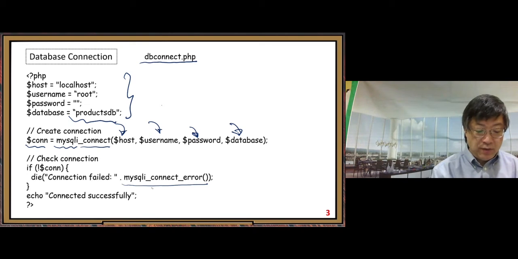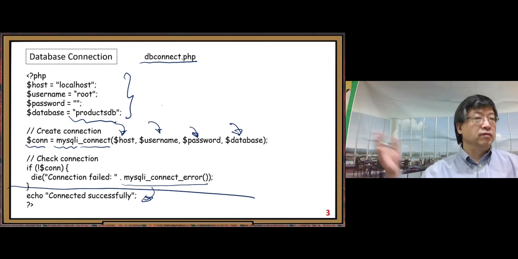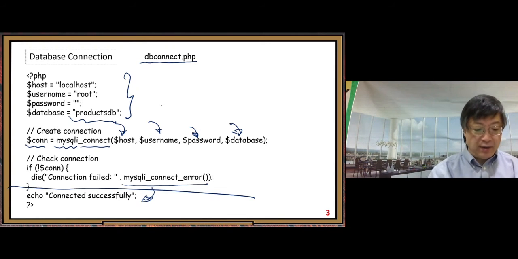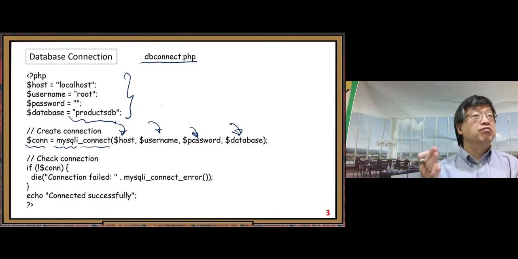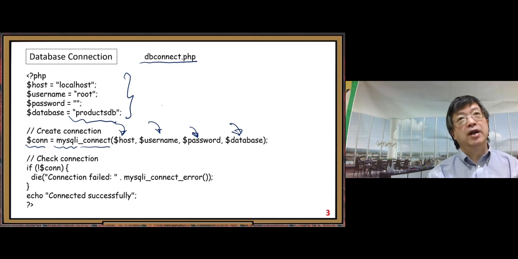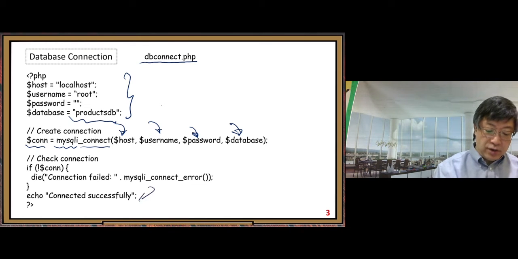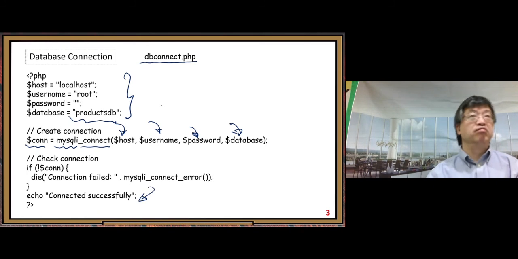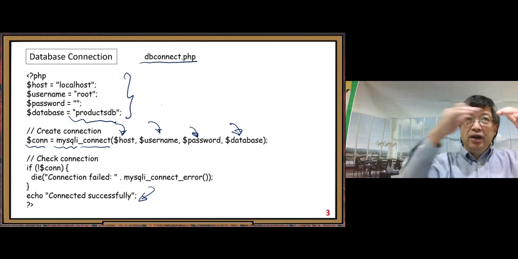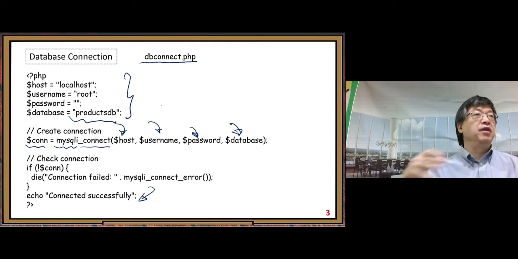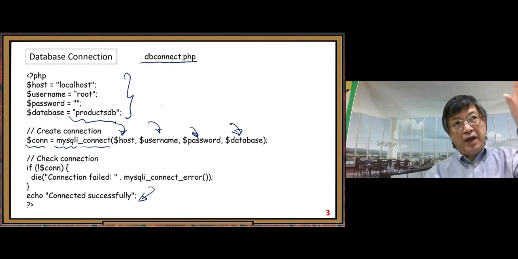So you won't see anything after that die line. Okay? Nothing you can see after the die line. But if it has not failed, it's true. Then you get to this connected successfully. So you can write your query code after that line. Okay? All right. So that's the connection step.